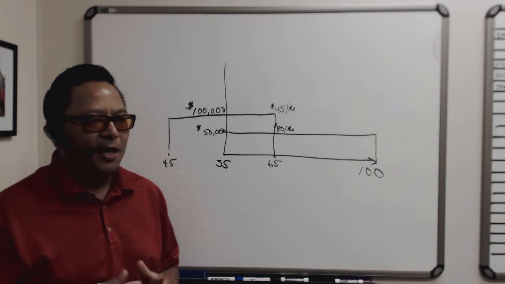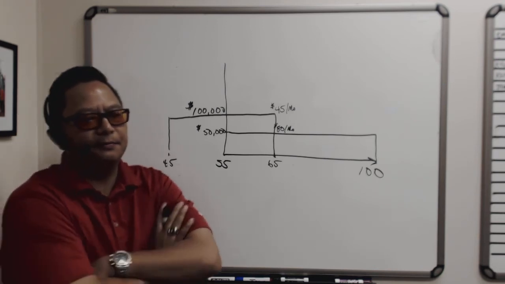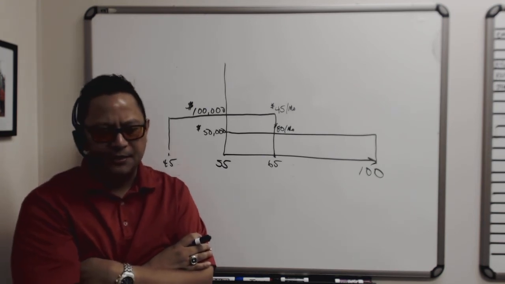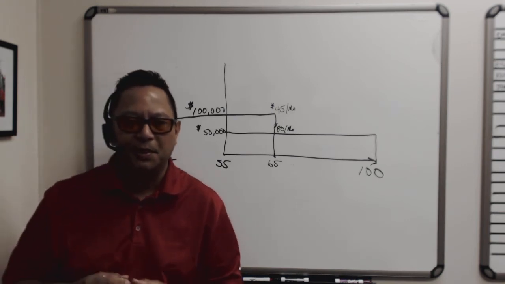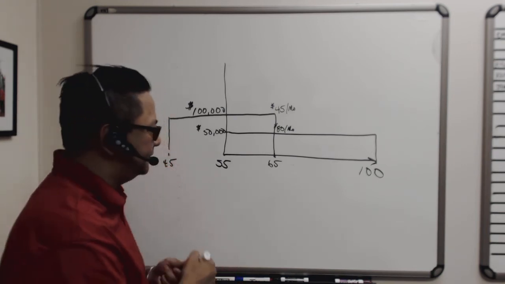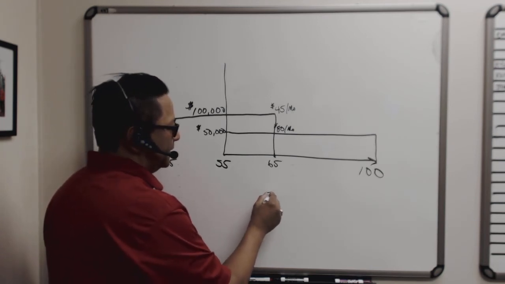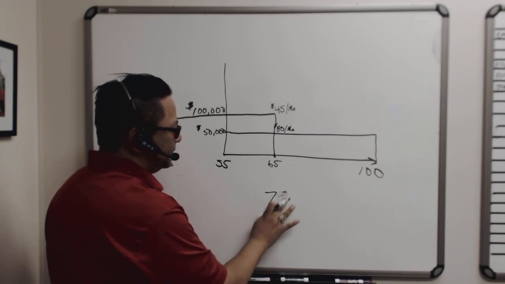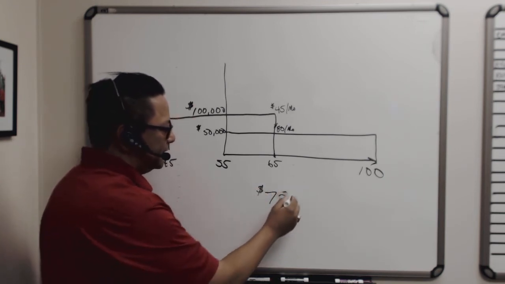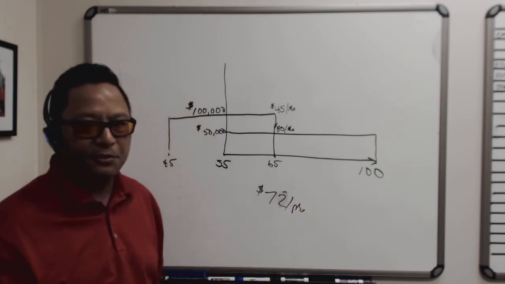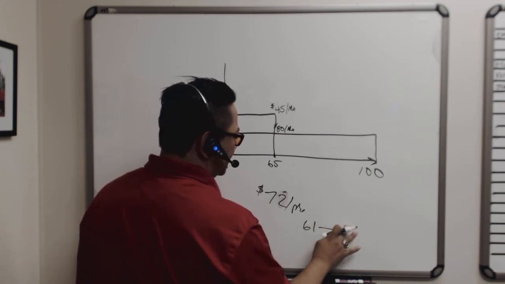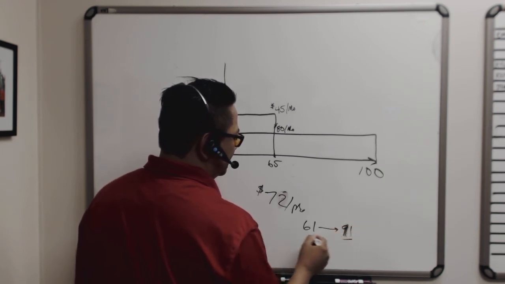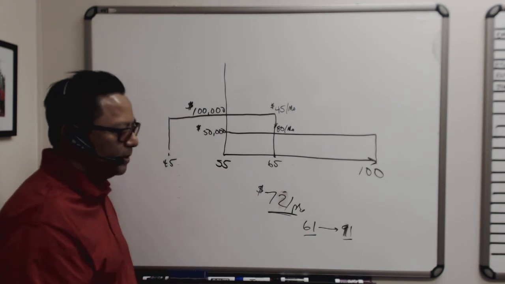Now, I have a client that I wrote a year ago, he's like 60-something, I think he was 60. I wrote him a Term Life Express with Mutual of Omaha, and they're paying about $72 a month. It's a 30-year program. He's like 61, so it's going to take him to 91, age 91, and he's paying about 72 bucks a month for this policy.